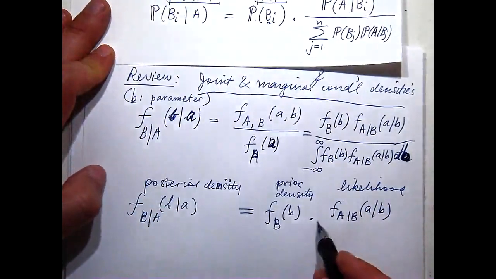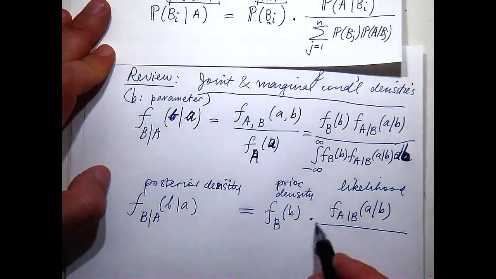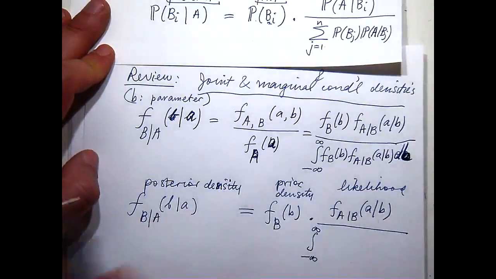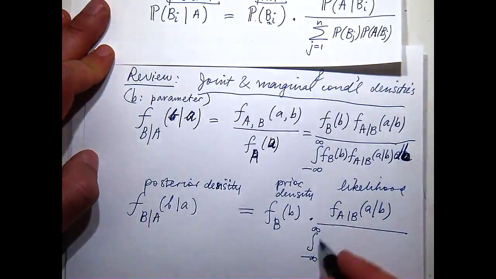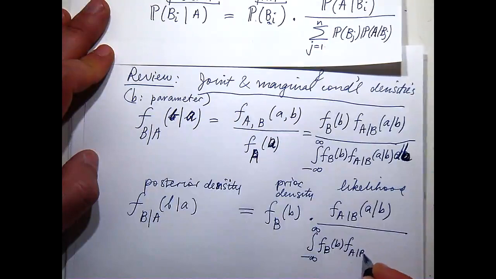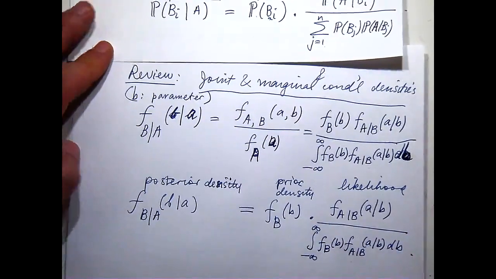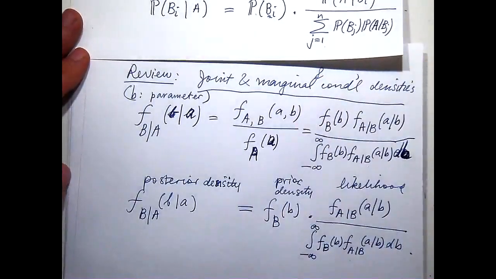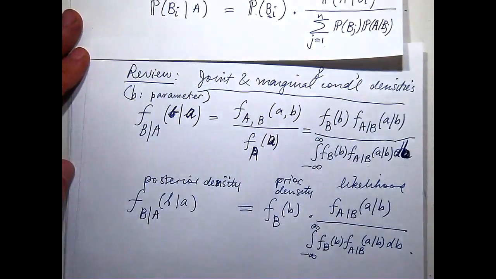And then the likelihood is always normalized out by dividing by the appropriate sum or the appropriate integral. That's just to make sure that the posterior density actually is a density. It has to be a density, so it has to integrate to 1. So this is just what it has to be to make that work. f_B of b, f_{A|B}, a given b. So nothing really new here. And so the likelihood in each case is normalized, and you do posterior equals prior times likelihood.